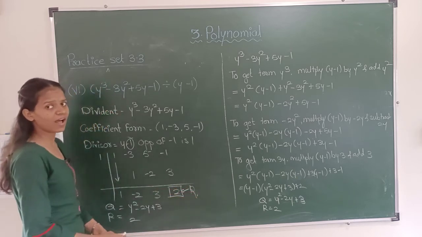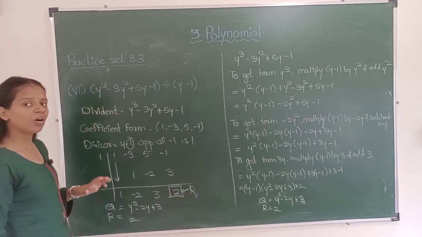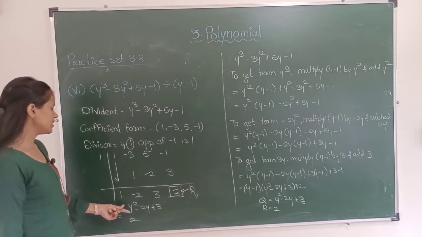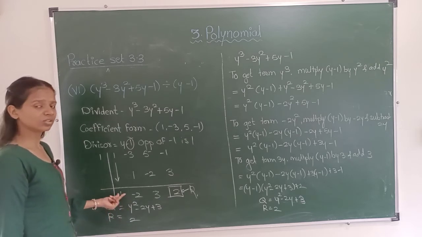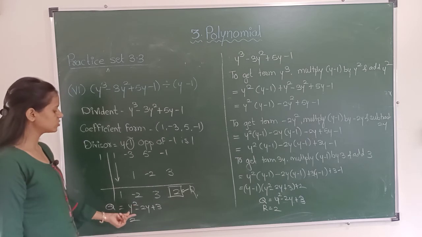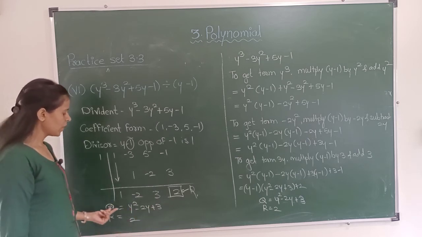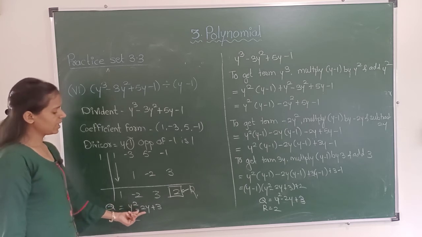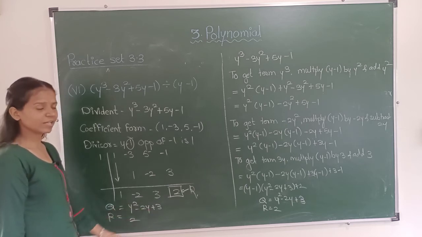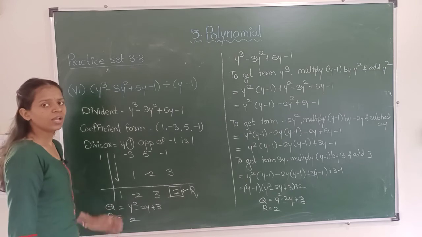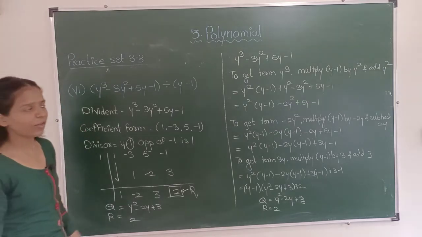Keep in mind the last term is always the remainder. The rest is the quotient, so y is the coefficient for the quotient, so y raised to 2, 2 is the coefficient, so minus 2y, and this 3 as it is. So the quotient is y raised to 2 minus 2y plus 3, and the remainder is 2. This is the synthetic method of division.